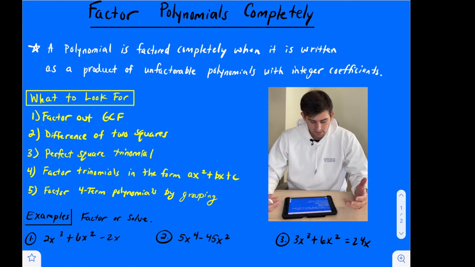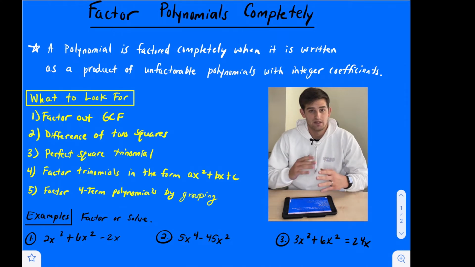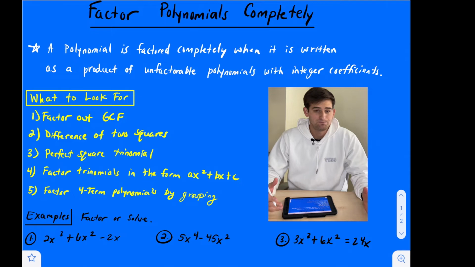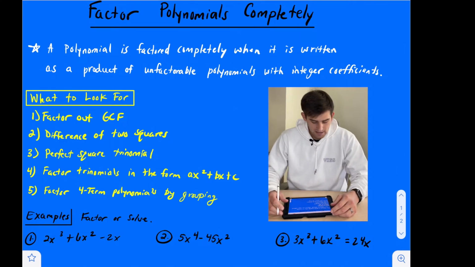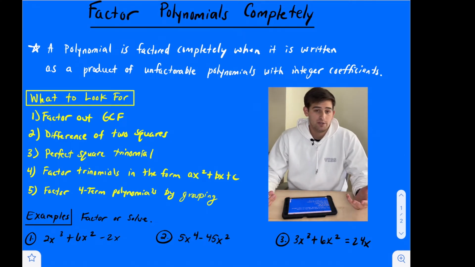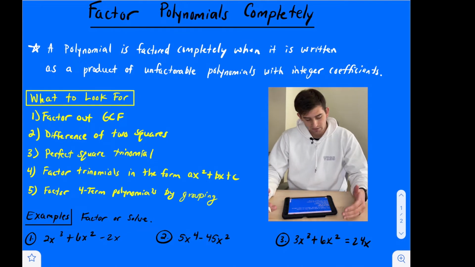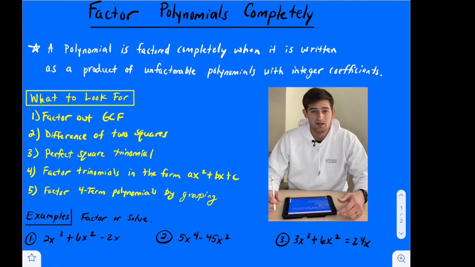Do we have a trinomial that's ax squared plus bx plus c? And we can factor that by using the magic x. Or maybe a is 1, so we can just find two numbers that add to b and multiply to c. And lastly, do we have a 4-term polynomial that we could factor by grouping? So there's 5 different things to look for there. I have videos on all 5 of those methods, so in the description below, I will post the links to those videos.